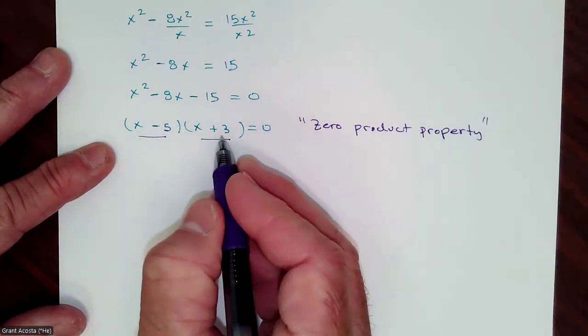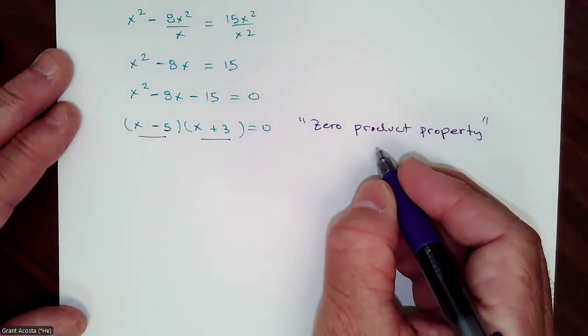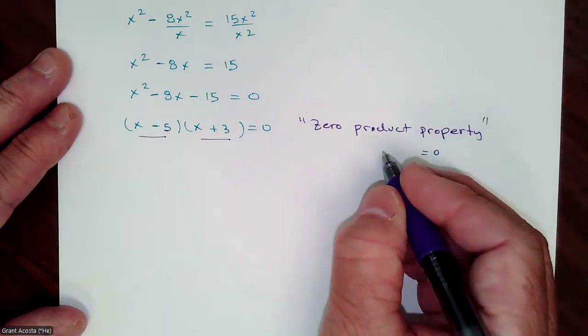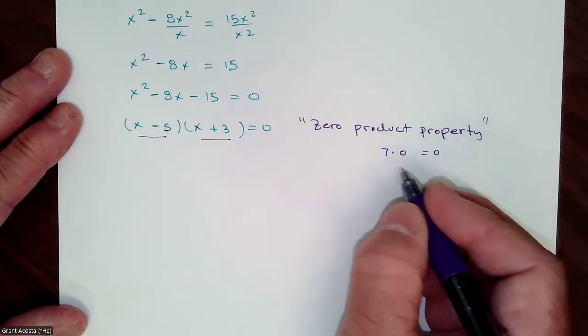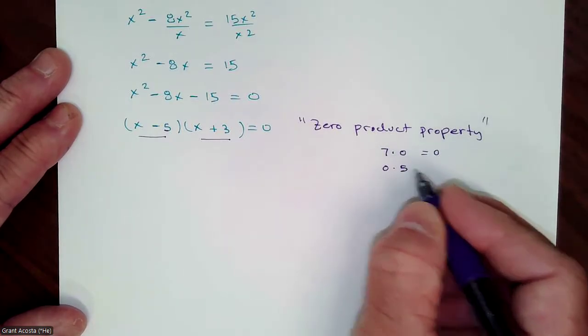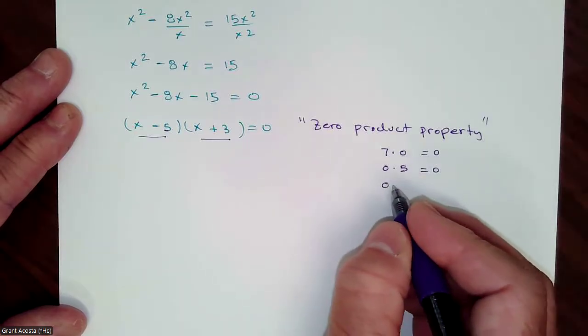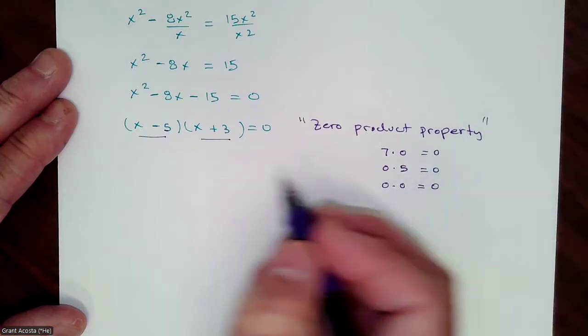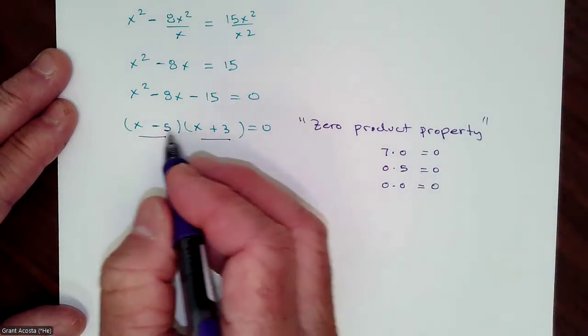So if you think about it, if I told you I had a product of two things that equals 0, well, 7 times 0 is equal to 0. 0 times 5 is equal to 0. 0 times 0 is equal to 0. So whenever we have two numbers equal to 0, what it means is one of these two numbers, or maybe both, equals 0.